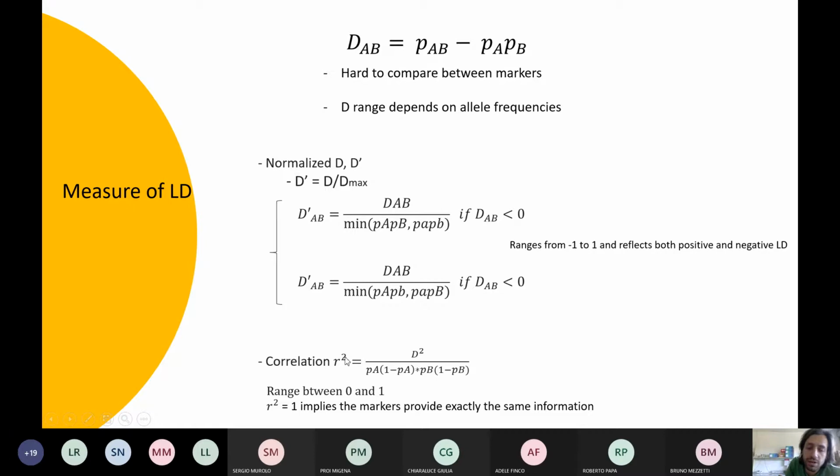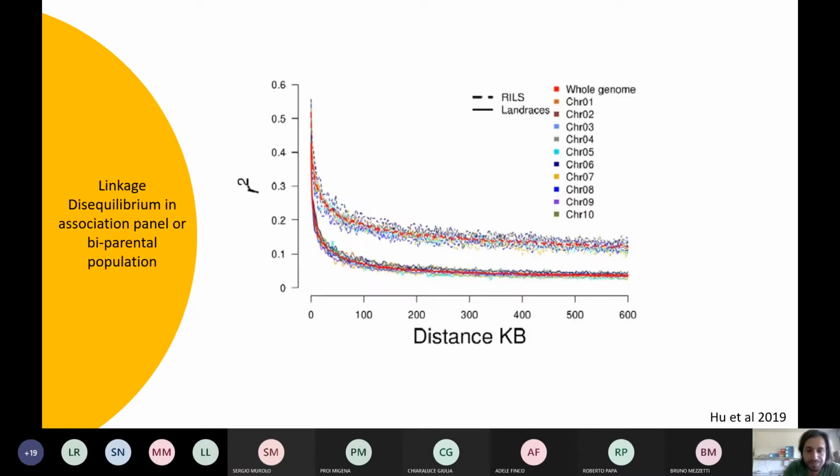Another way is to use R-squared, which creates a correlation, and basically this R-squared ranges between 0 and 1, where 1 implies that the markers provide exactly the same information, which means that the two markers are in linkage.